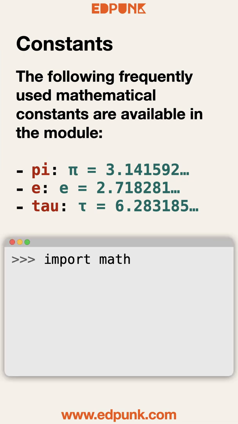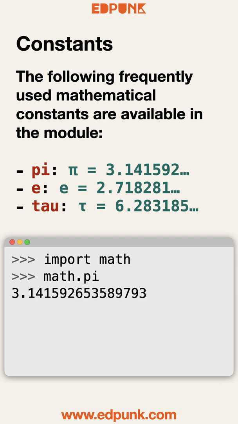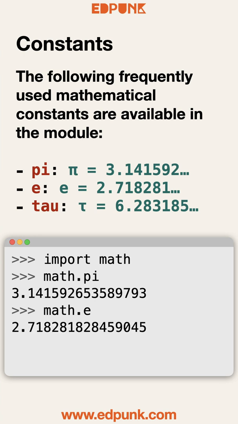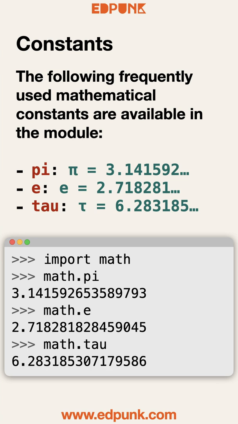First, import the math module. Now, executing math.pi returns the value of pi, that is 3.141, up to available digits of precision. Similarly, math.e returns 2.718 up to available digits of precision. Math.tau returns the value of 2 into pi, that is 6.283 up to available digits of precision.